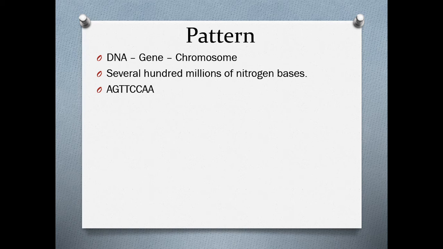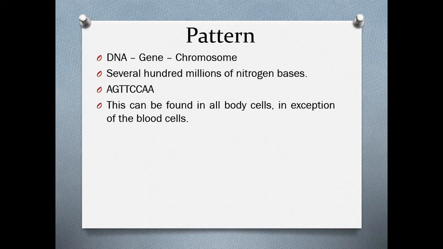So basically, there is a huge amount of information in DNA. And the way you're going to find it is in this pattern. You are going to have the nitrogen bases in a different order, and depending on the order that they contain, they're going to generate a different trait. Okay? And this can be found in all body cells, with the exception of blood cells.